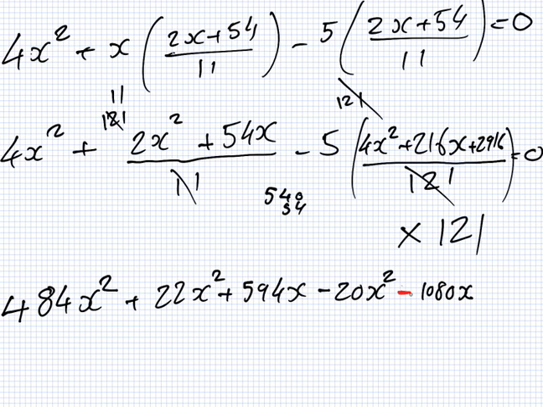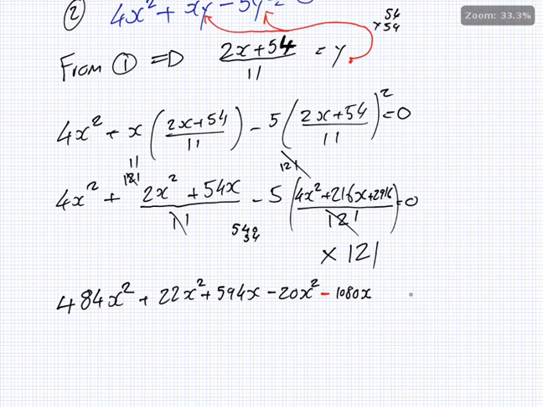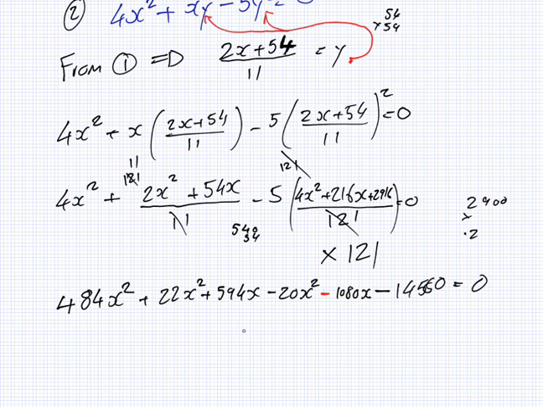And then 5 times that. Minus 2,900 times 5, 14,580. It would have taken a while. Right, now let's put our terms together. So the x squareds will be 486x squared.